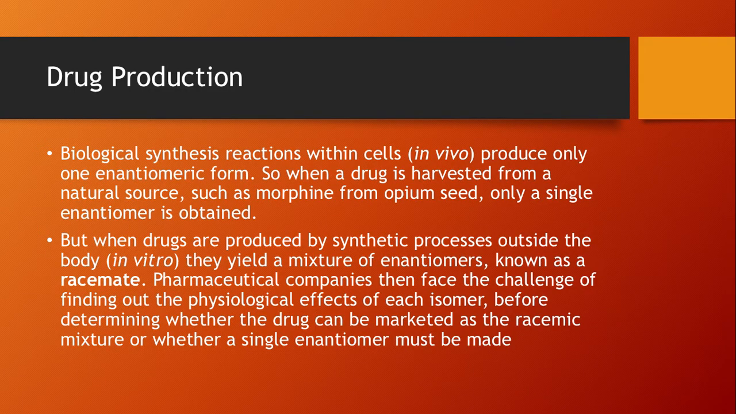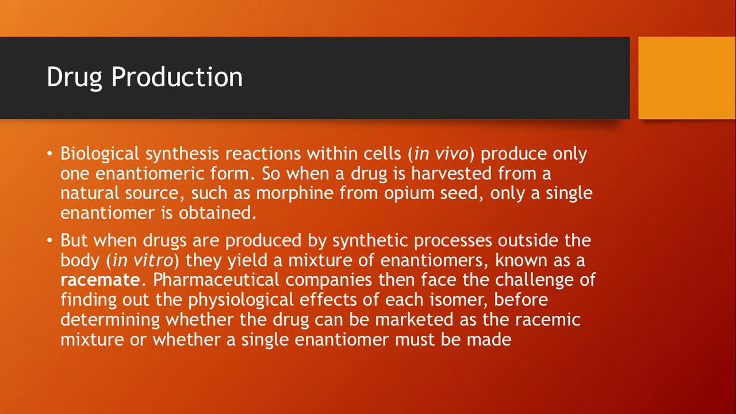Biological synthesis reactions within the cells, that's given by the term in vivo, produce only one enantiomeric form. So when a drug is harvested from a natural source, such as morphine from opium seed, only a single enantiomer is obtained. So that's in the body, within the cells, in vivo, one enantiomer. But when drugs are produced by synthetic processes outside the body, given by the term in vitro, they yield a mixture of enantiomers, which you may remember as a racemate.